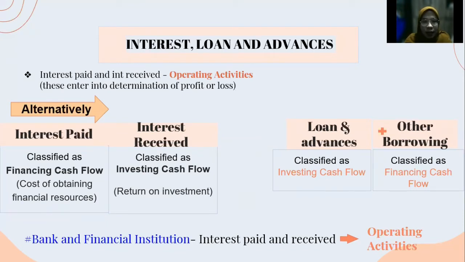Okay, for loans and advances, cash loans and advances given to associates and their subsequent repayment are classified as investing cash flow. Similarly, cash advances and other borrowings from associates will be classified as financing cash flow.